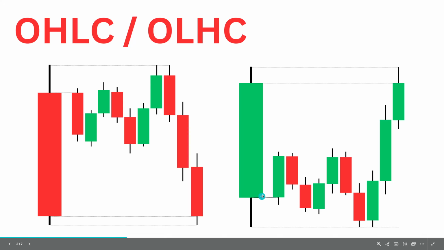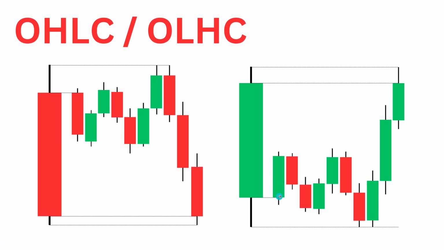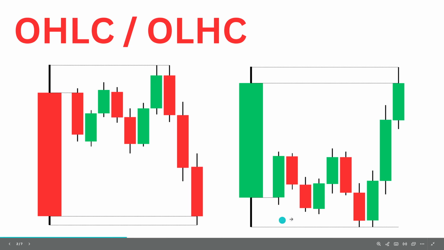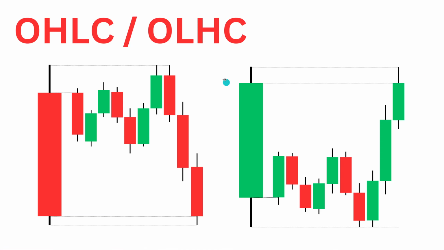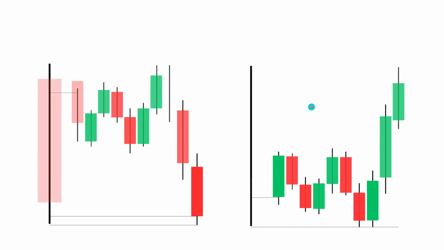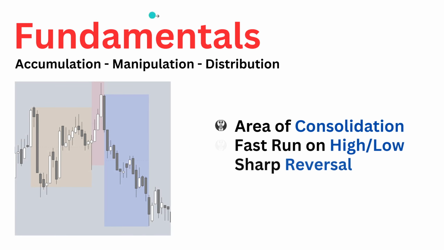Same thing for the bullish candle here. We've got the low that's created after a consolidation for a distribution higher, and then it will create the top of the wick for the candle. Now, let's talk about the fundamentals.